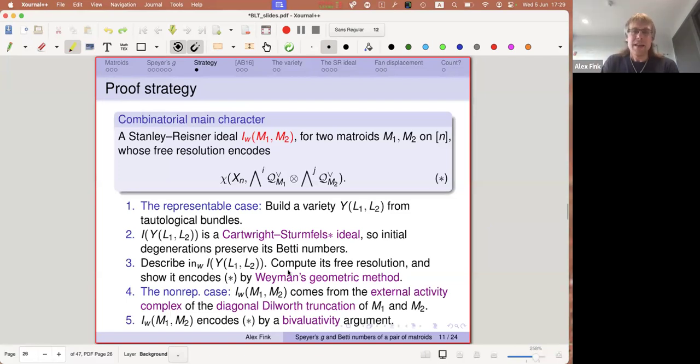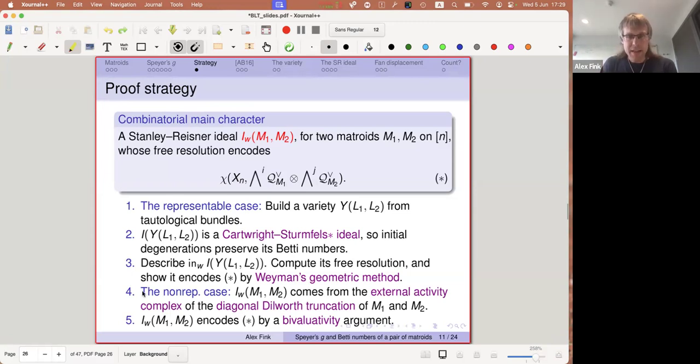So then, the game is to give a, in the representable case, we have this tool set, Weyman's geometric method, that relates homological information of this ideal to the homology of the vector bundles we've started with and their wedge powers. So we can take the free resolution and show that Betti numbers in that free resolution encode the Euler characteristic that we're looking for.